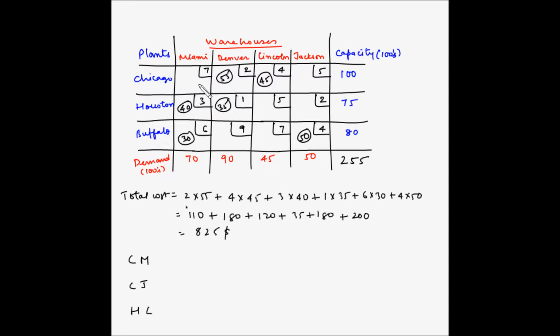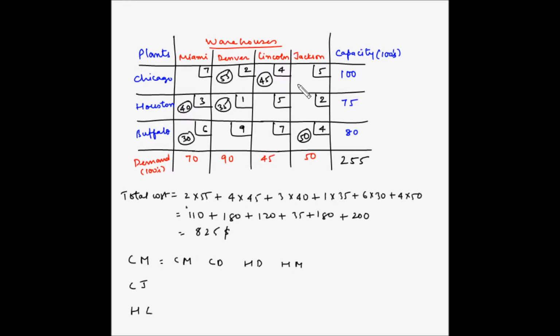We need the closed path because the closed path ensures that when we make an allocation to the water square, we balance out the other allocations so that the demand and supply constraints are not violated. So for Chicago Miami, the closed path will be Chicago Miami to Chicago Denver to Houston Denver to Houston Miami and then back to Chicago Miami. So this will be CM, CD, HD, HM.